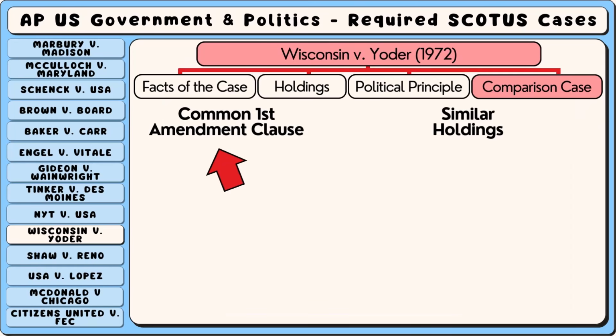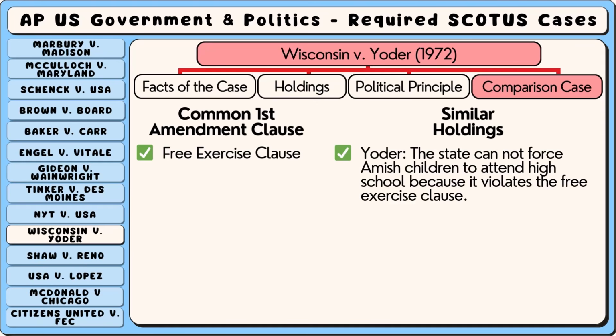Now let's identify the First Amendment clause common to both cases. Both cases involve the Free Exercise Clause and examine whether government actions placed unfair limits on a group's sincere religious practices. Now let's compare the holdings of the two cases.